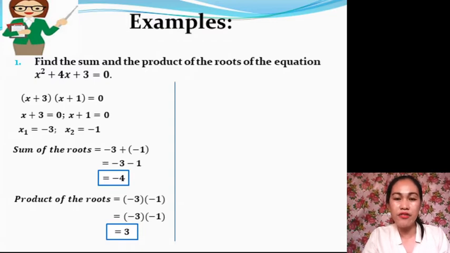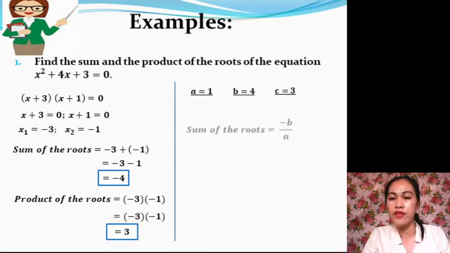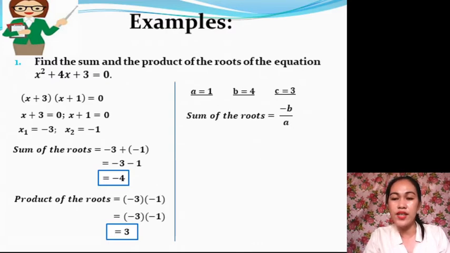First, we identify the value of a, b, and c. So we have 1, 4, and 3 respectively. For the sum of the roots, we have the formula negative b over a. Then, to identify the sum of the roots, we substitute the value of b and a in this formula. So we have negative times 4 all over 1. And it gives you an answer of negative 4.